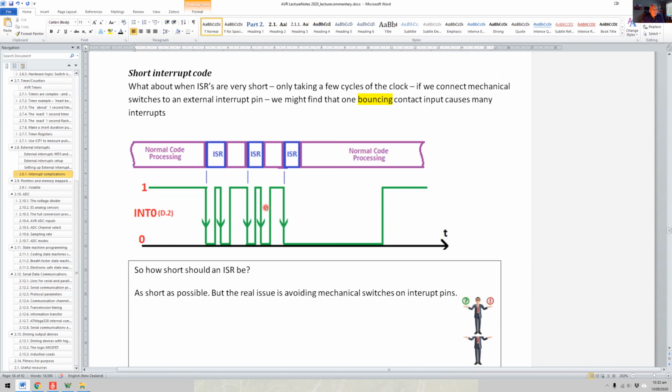The golden rule is really keep your interrupt service routine as short as possible. But the real issue is trying to avoid mechanical switches on interrupt pins. Of course, you can't always do that. Sometimes you just have to put mechanical type switches on interrupt pins. And what that means for you is that you might have to find another way of solving the problem.